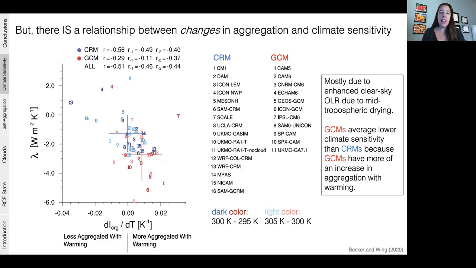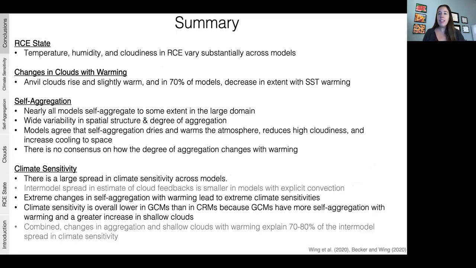We also found that this response is mostly due to the enhanced clear sky outgoing longwave radiation due to mid-tropospheric drying in a more aggregated state. So to summarize, this set of coordinated intercomparison of RCE simulations really offers great opportunities for us to investigate lots of different questions related to tropical climate.